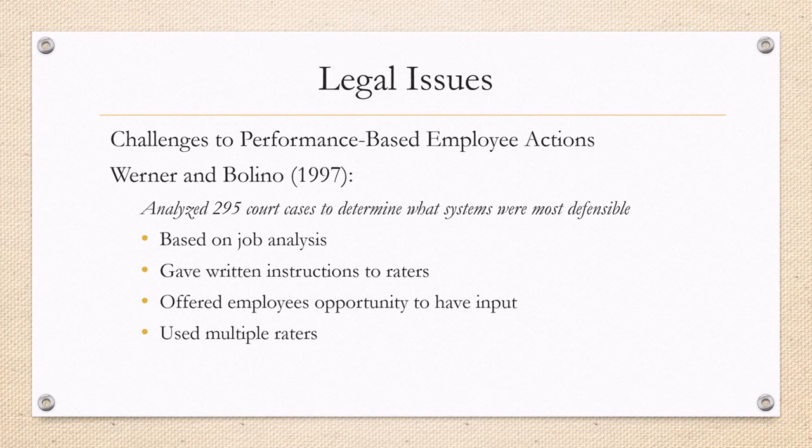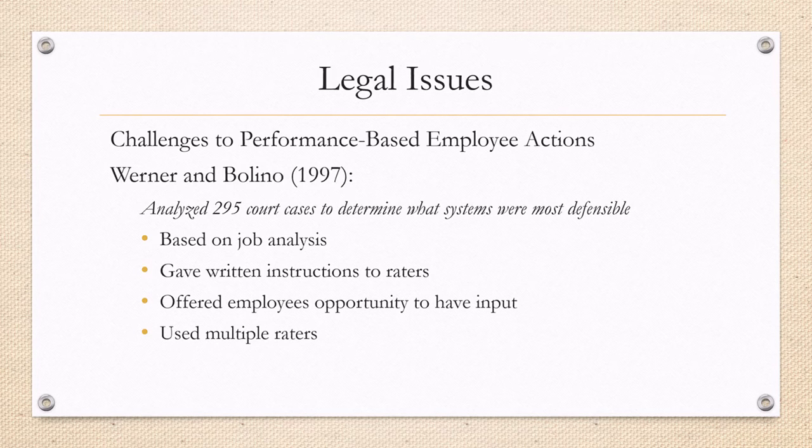Werner and Bolino in 1997 took 295 court cases and analyzed them to determine what performance evaluation systems were the most defensible. What they found is that those that were based on job analysis were more defensible. Those that gave written instructions to raters, told a rater how to go about doing the evaluation. Those that offered employees an opportunity to have an input were more defensible. And those that used multiple raters.